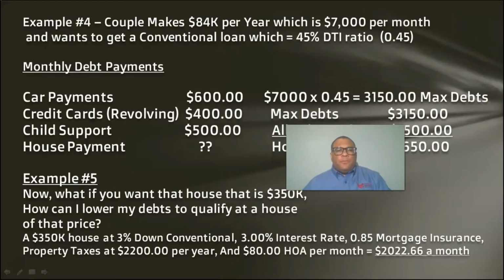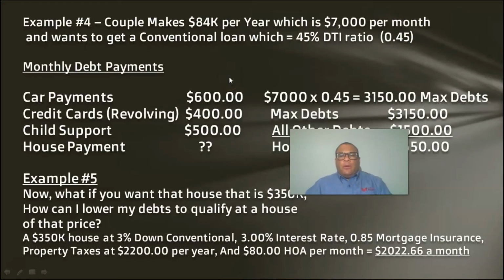Example number 4: a couple makes $84,000 a year, $7,000 per month, and wants to get a conventional loan, which is at a 45% debt-to-income ratio, DTI. Car payments over here, in this example $600 for the car payments, $400 for the credit cards. Child support, we're adding in $500. So what's my house payment?